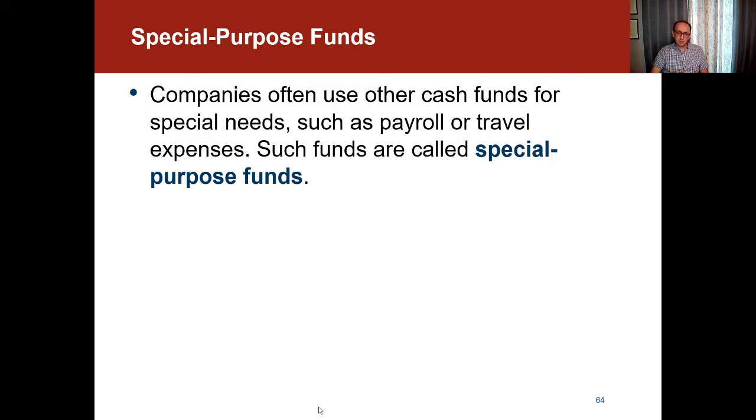Now let's talk about something slightly different, which is special purpose funds. Companies often use other cash funds for special needs such as payroll or travel expenses. Such funds are called special purpose funds. It's a separate fund that we use for a specific purpose.